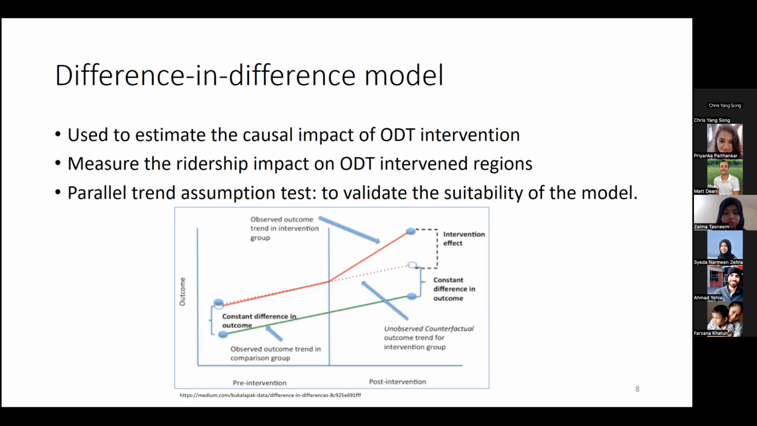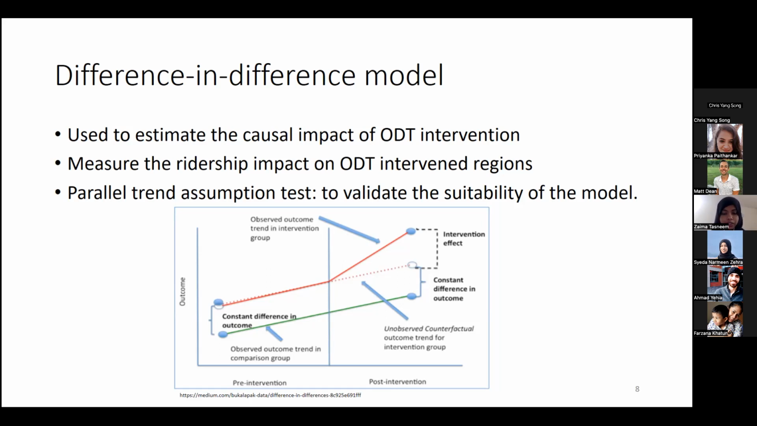But before we can do that, we need to identify whether this model is actually suitable for our study or not. And for that, we need to do a parallel trend assumption test. In this test, we basically see whether the pre-intervention and the post-intervention period follows a parallel trend or not. By that, I mean that pre-intervention means before the on-demand service was implemented, and post-intervention means after it was implemented.